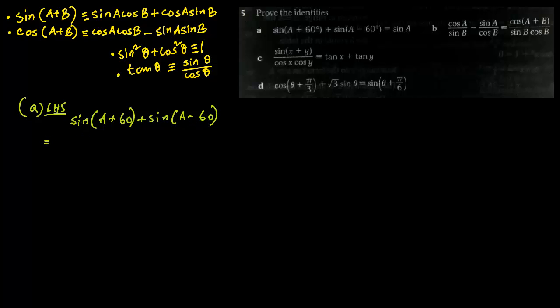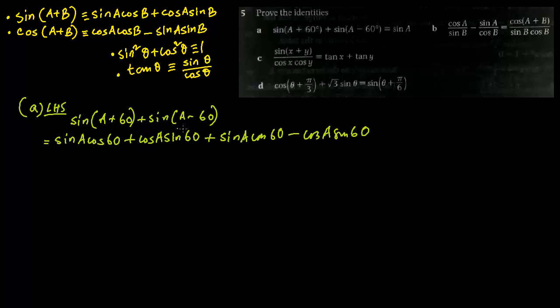So we already know sine A plus B is sine A cos B, which happens to be 60, plus cos A sine B, which happens to be 60, plus, now this one is sine A minus B. Remember, in case of A plus B, we just write plus. In case of A minus B, we write minus. So it would be sine A cos 60 minus cos A sine 60.